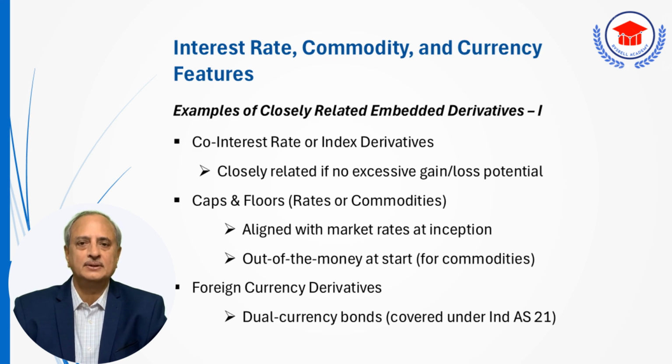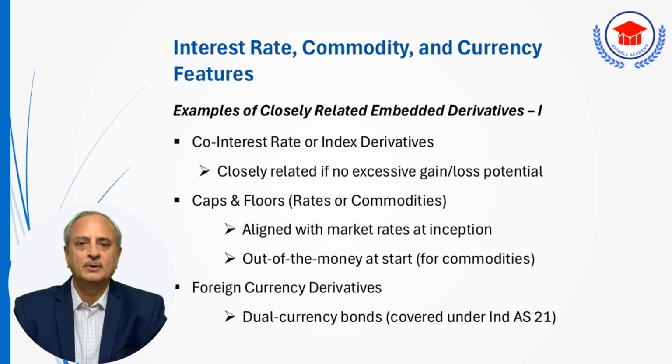First, consider embedded derivatives tied to interest rates or indices. If these don't allow settlements where the holder either loses a substantial investment or doubles their returns beyond market levels, they're considered closely related to the host. Interest rate floors or caps are another example. If these align with market rates when the contract was issued, aren't leveraged, and directly relate to the host contract, they remain part of it. Similarly, caps or floors tied to asset prices like commodities are closely related if they were out of the money at the start and remain unleveraged.